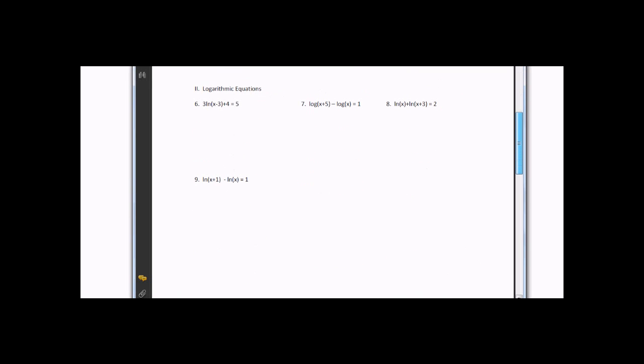Moving on here, we are going to work with, let's do number 8. ln x plus ln of x plus 3 equals 2.